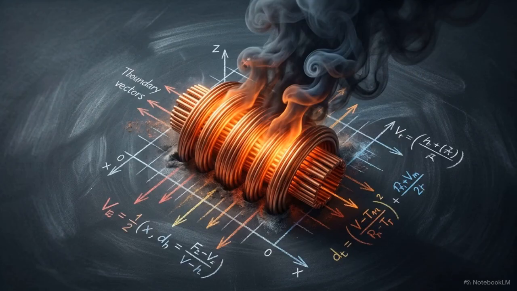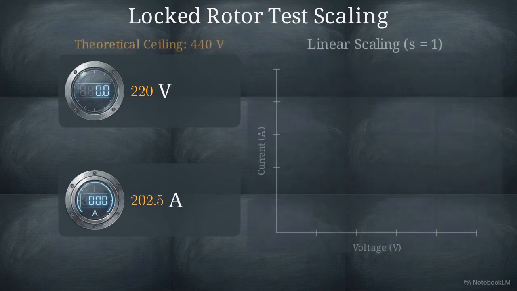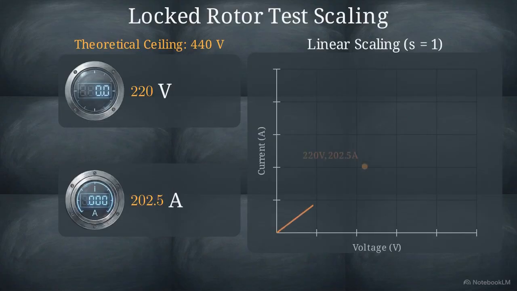If you apply the full 440 volts to a locked rotor, the resulting current spike will instantly destroy the windings. To safely capture this boundary condition, the test is restricted to exactly half the rated voltage, 220 volts. Under this 220-volt test, the locked stator pulls 202.5 amps, but this is an artificial safety limit, not the motor's actual electrical ceiling. Because the equivalent circuit behaves linearly when the rotor is locked, the safe test data can be multiplied outward to match the motor's full 440-volt operating environment.